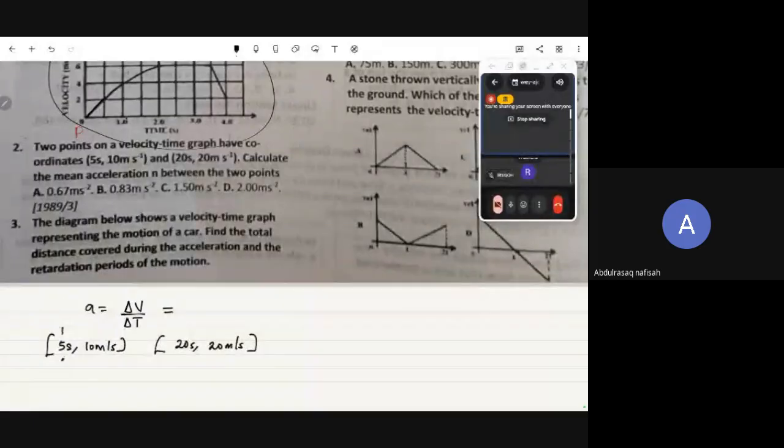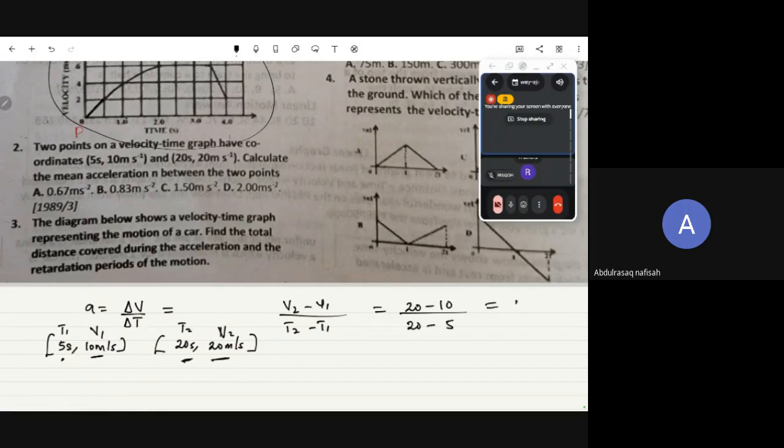This is going to be T1. This is going to be V1. This is going to be T2. This is going to be V2. Do you understand? So you now do V2 minus V1 over T2 minus T1. So your V2 is 20, V1 is 10, over T2 is 20, T1 is 5.